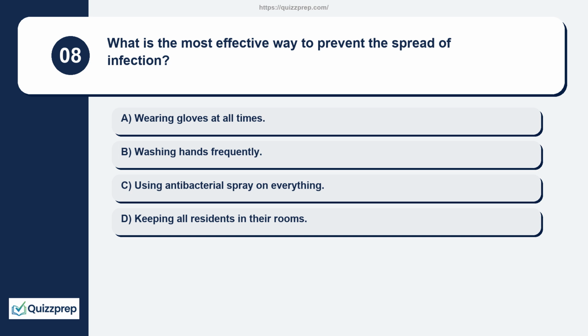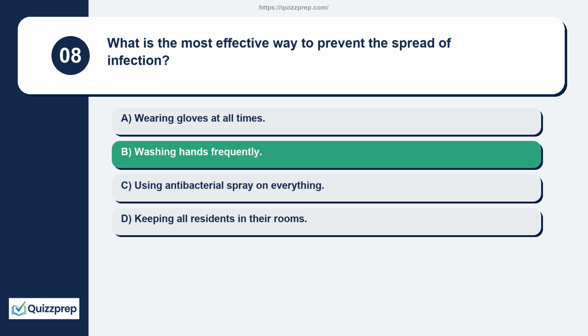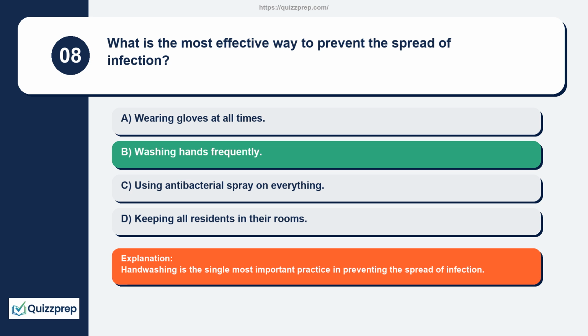Question 8. What is the most effective way to prevent the spread of infection? Wearing gloves at all times, washing hands frequently, using antibacterial spray on everything, keeping all residents in their rooms. Hand washing is the single most important practice in preventing the spread of infection.